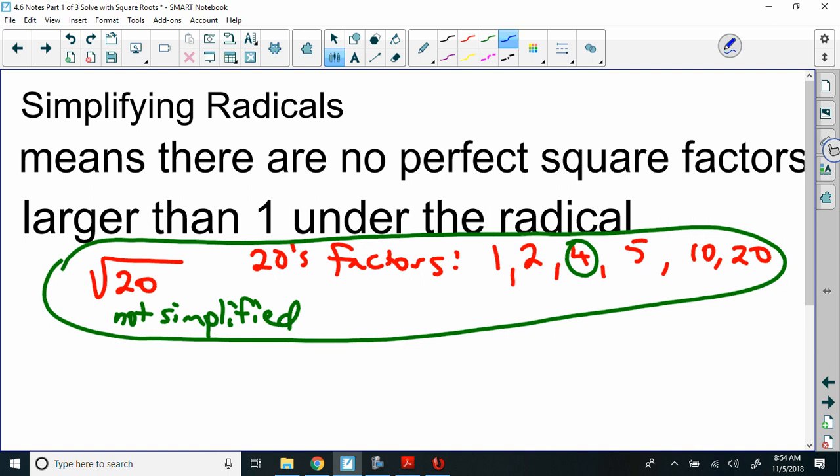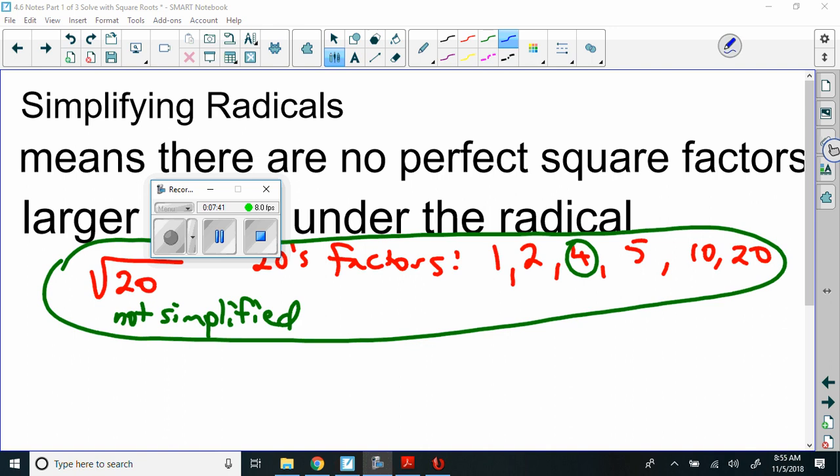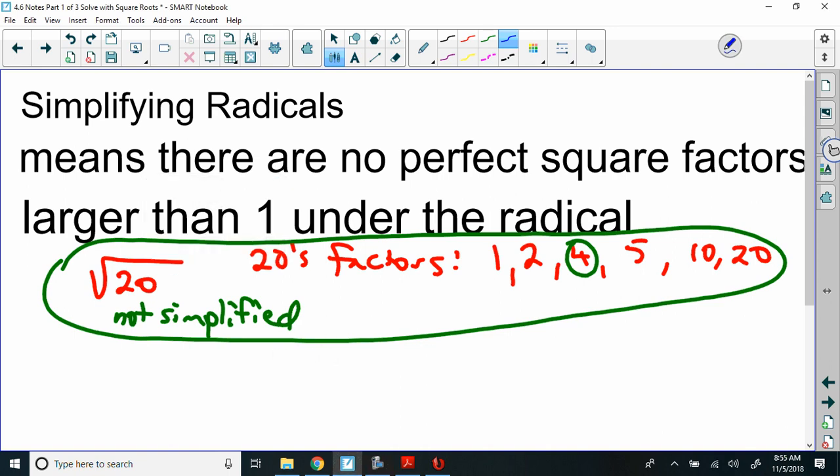Now, you might think to yourself, well, does this happen with even numbers? No, it doesn't. It has nothing to do with even numbers. Let's look at the square root of 42.